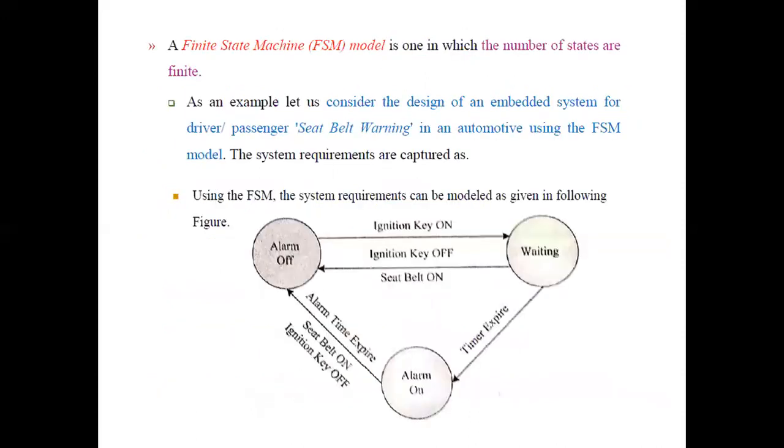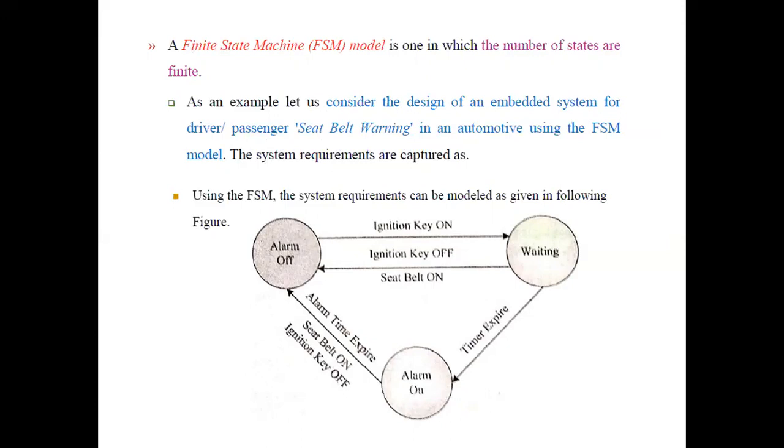As an example, let us consider the design of an embedded system for driver passenger seat belt warning in an automotive using the FSM, that is, the finite state machine model. Here F indicates finite state machine model. The system requirements are as follows.